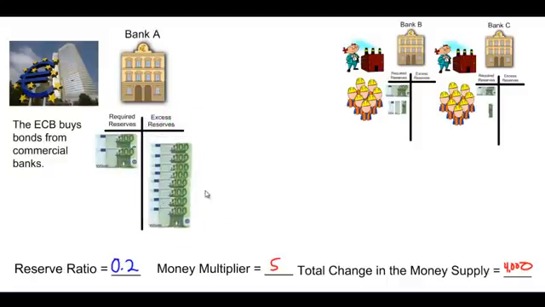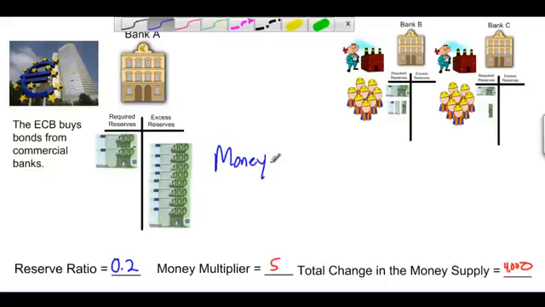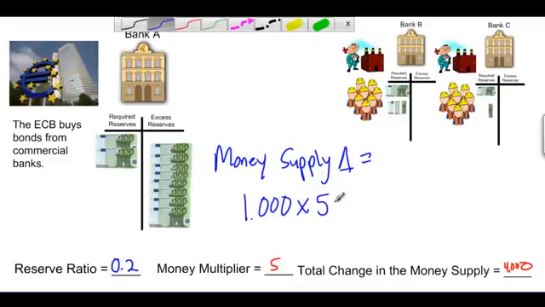However, the difference now is that the change in the money supply will be equal to the initial change in deposits multiplied by the money multiplier. So in this case, the total change in the money supply will equal 1,000 euros times the money multiplier of 5, which is 5,000 euros.